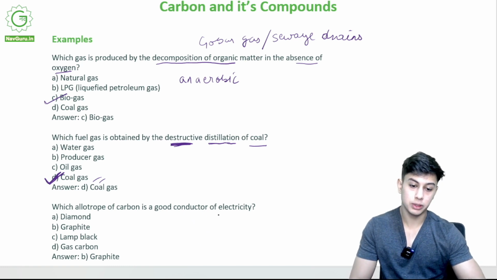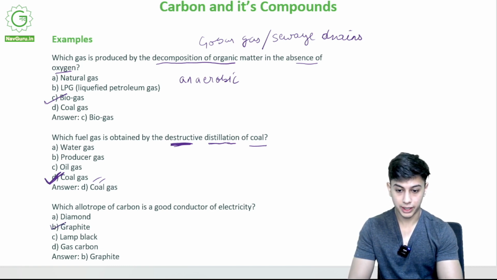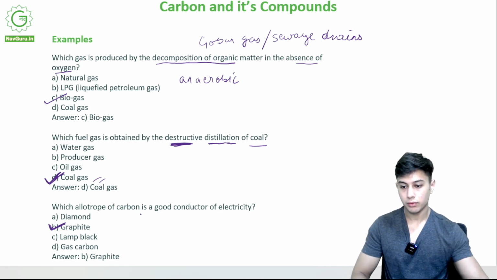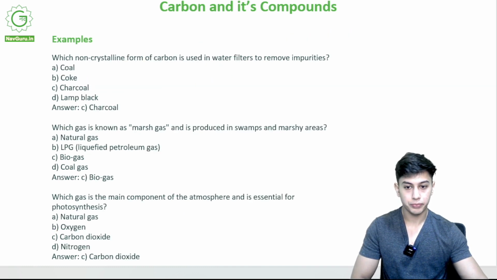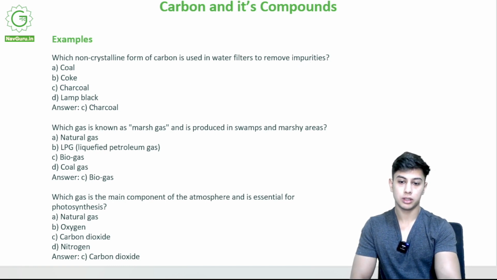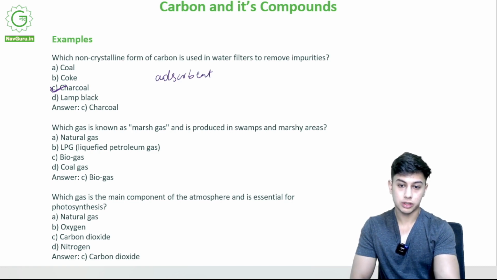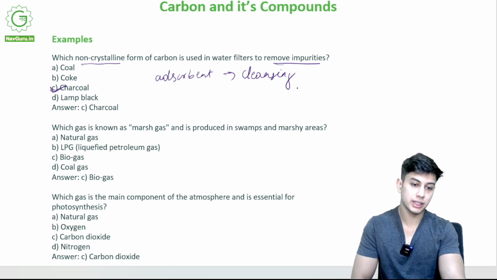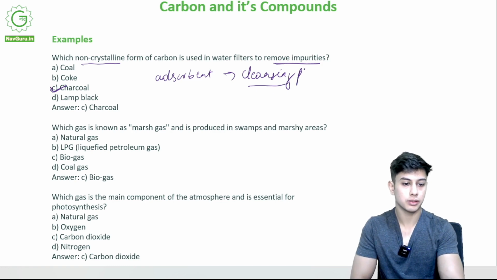Which allotrope of carbon is a good conductor of electricity? The answer is graphite. Which non-crystalline form of carbon is used in water filters to remove impurities? Charcoal. Like I told you, what is the property of charcoal? Adsorbent. It is a non-crystalline form. It has cleansing properties. Whenever someone asks about removing impurities, cleaning, purification, that is all charcoal, cleaning properties.